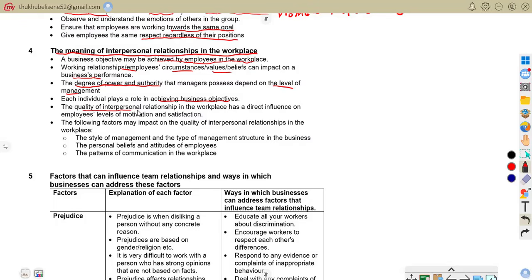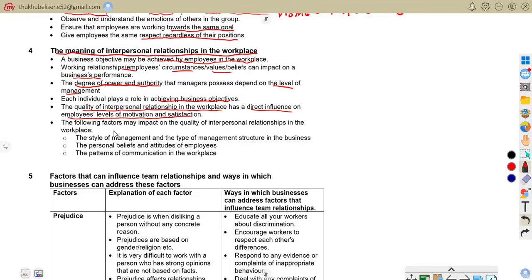The quality of interpersonal relationships in the workplace has a direct influence on employees' levels of motivation and satisfaction. For example, employees who get along work hard, because good relationships improve satisfaction.